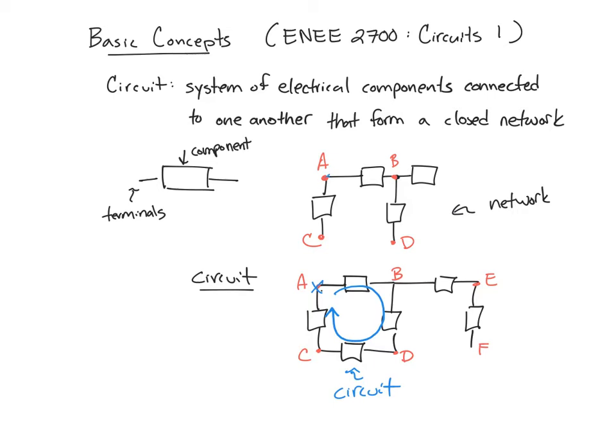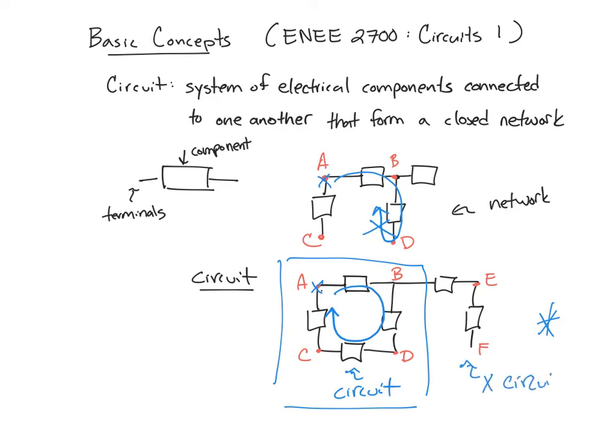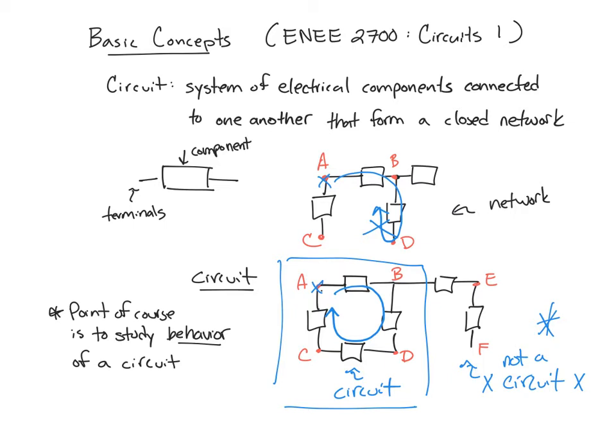In the top example, you can't start at any of the nodes and get back to itself without going through an element more than one time. So that is not a circuit. It is still a network, an interconnection of elements, but it doesn't consist of a closed path. I should also note that in this bottom example, this network consists of a circuit, shown here, also with a network that does not form a closed circuit. And then finally, the point of this course is really to study the behavior of these circuits.